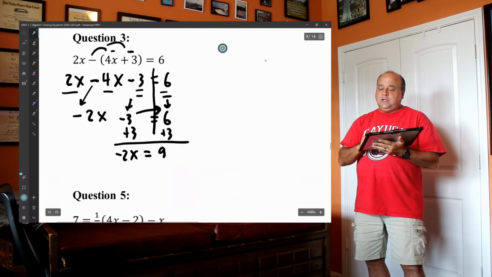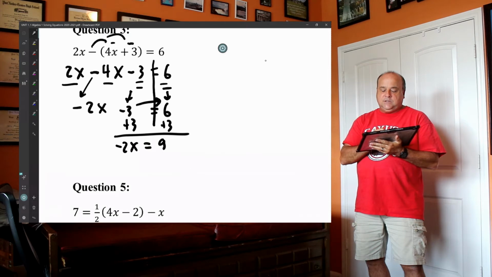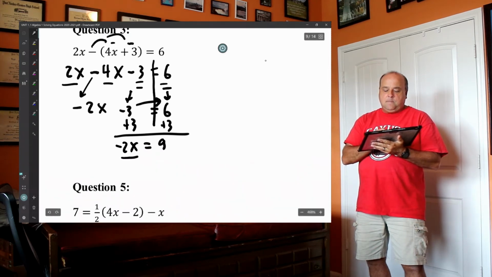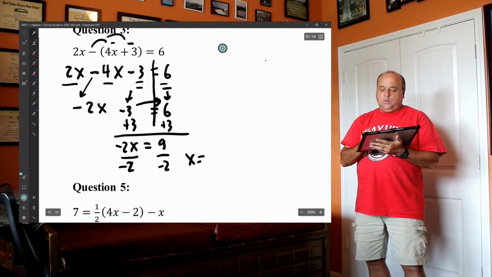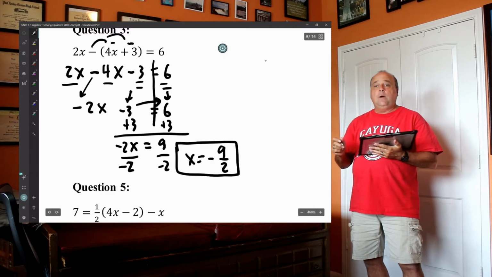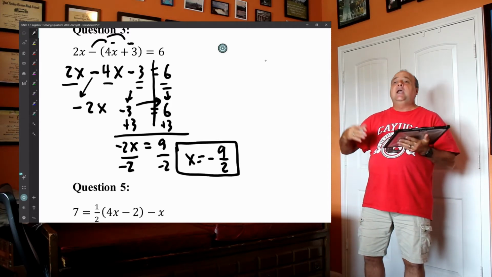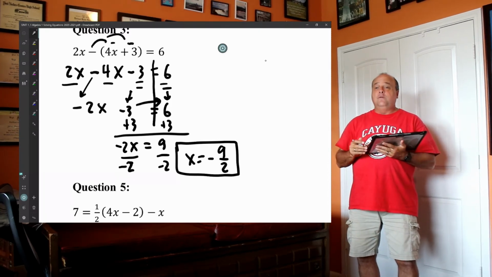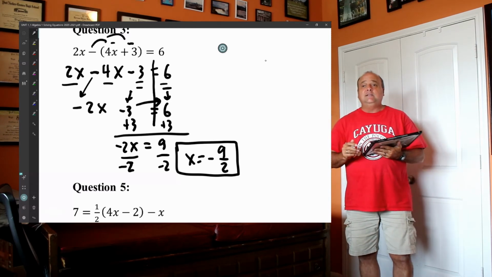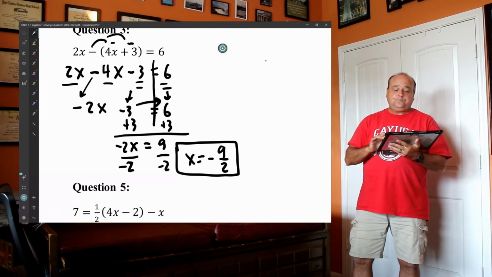And remember, some of these won't work out. You'll get fractions. So if I divide by negative 2, I'll get x equals, and 9 over 2 will not simplify. You will not write that as negative 4.5, and you will not write it as negative 4 5/10. You will leave it as negative 9 over 2.